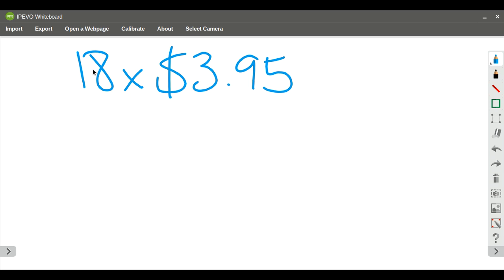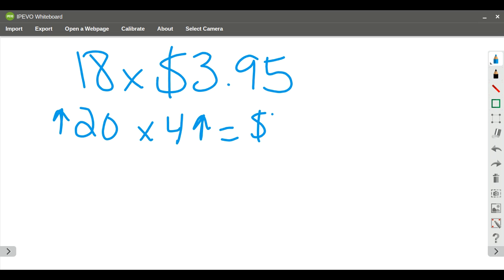18 is going to round to 20. So I rounded up here, and then $3.95 is going to round to 4. So I rounded up here for a total of $80. So because I rounded both values up, this is going to be an overestimate.